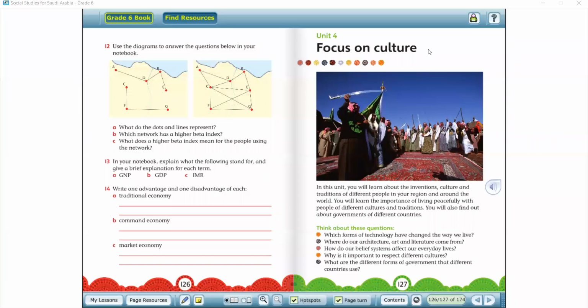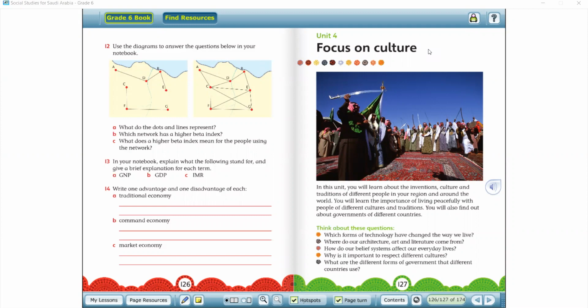This is for grade six student book, page 127 up to 128, unit 4, lesson 1. Student book, grade 6, unit 4, lesson 1.